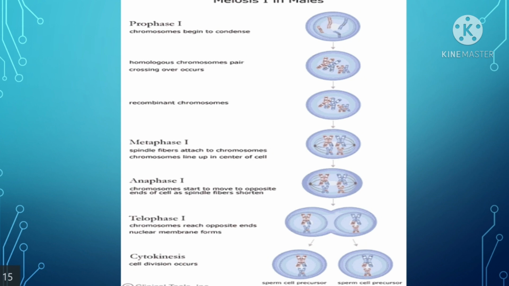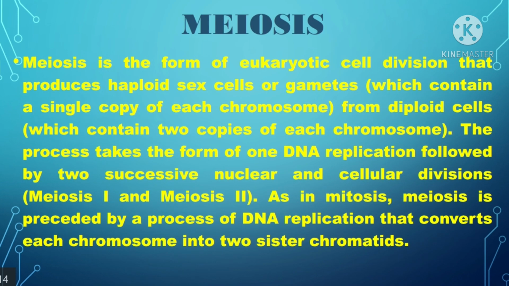Second is the meiosis. It is the form of eukaryotic cell division that produces haploid sex cells, or gametes, which contain a single copy of each chromosome, from diploid cells, which contain two copies of each chromosome. The process takes the form of one DNA replication followed by two successive nuclear and cellular divisions, meiosis I and meiosis II. As in mitosis, meiosis is preceded by a process of DNA replication that converts each chromosome into two sister chromatids.